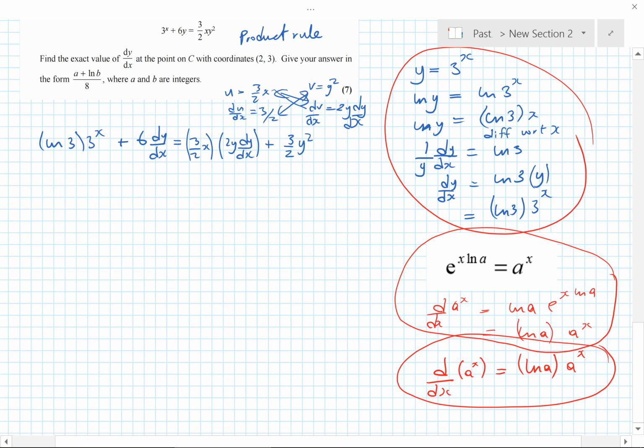Okay, let's tidy that up a little bit. ln 3 times 3 to the x plus 6 dy by dx.